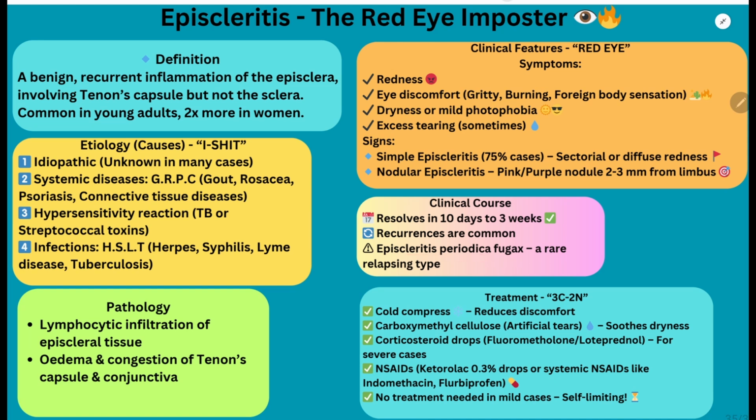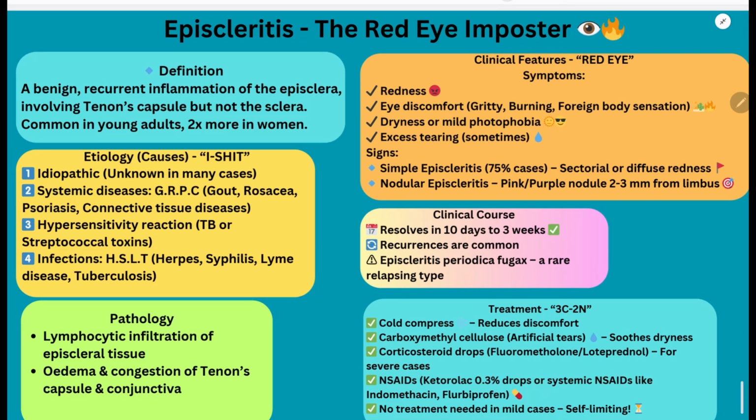So what is the treatment that you are giving to your patient as a doctor here? The treatment is 3C2N. C for cold compress. You can go for a cold compress or carboxymethyl cellulose, or corticosteroid drops for severe cases, and you also give NSAIDs, but as it is mostly self-limiting, no treatment is needed in mild cases. So these are the important points that you must remember regarding episcleritis.